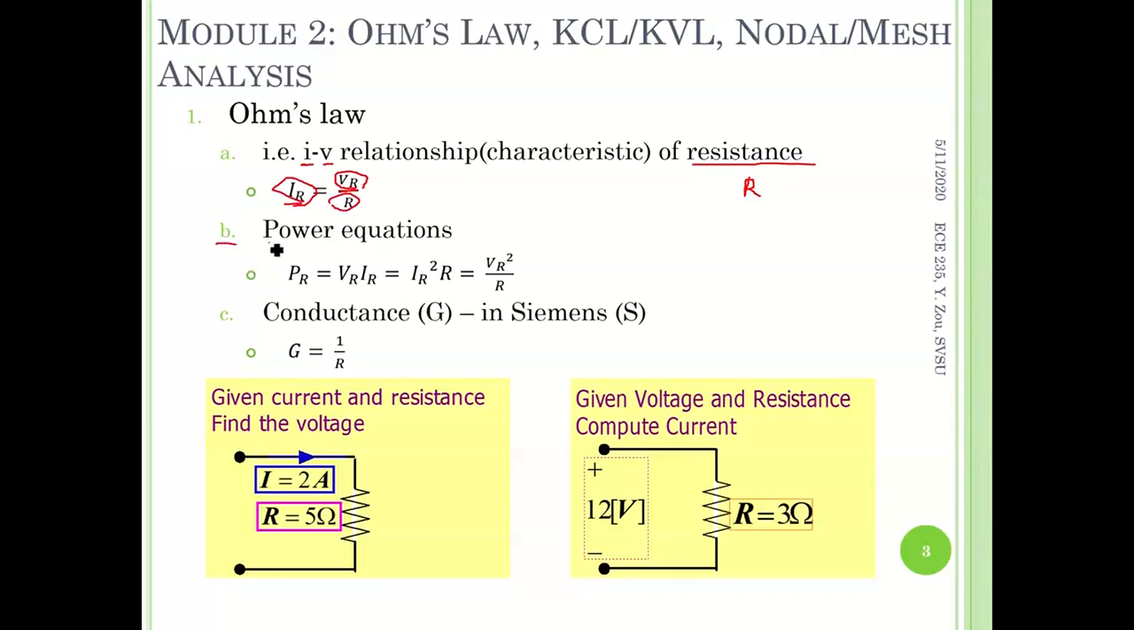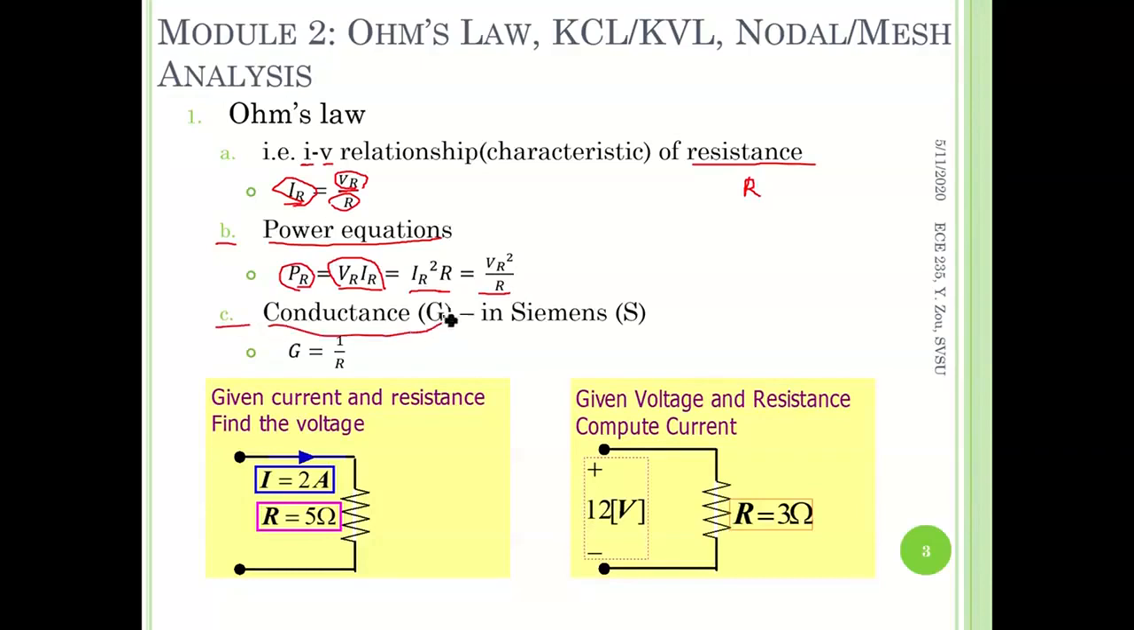And to find the power of the resistance, the power equals the product between the voltage across and the current through, as we know. But be careful of the passive sign convention. That is a very important concern. Okay? And we can also derive this equation into different forms in terms of current or voltage: current squared times resistance, or voltage across squared divided by resistance.